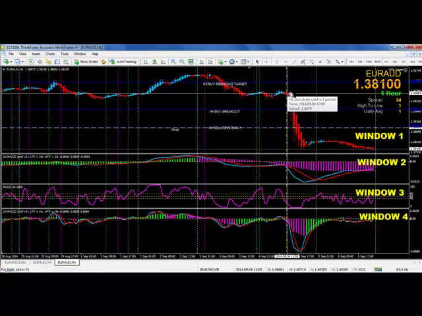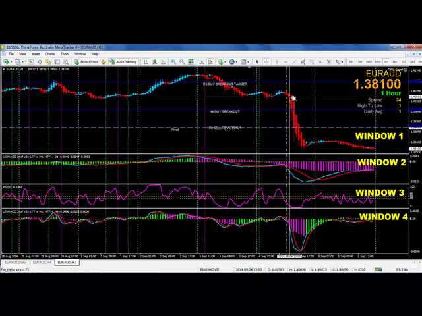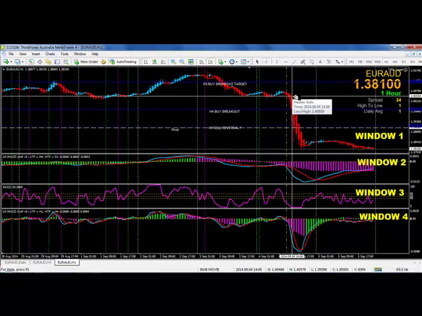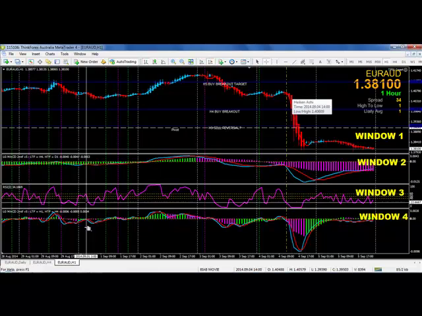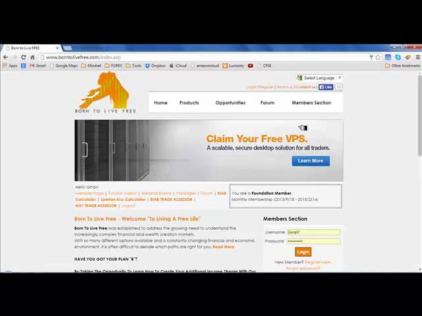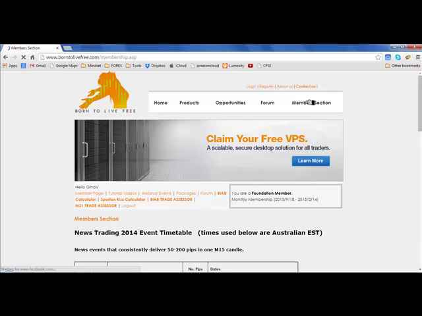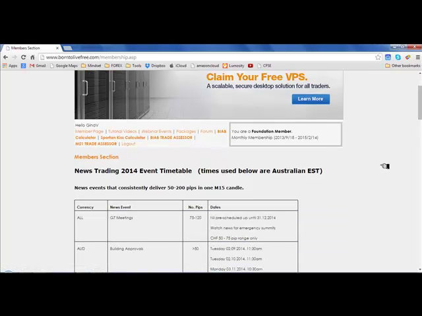Our entry point was at 1200 on the 4th of September, and the price action started to drop at 1400 hours. 1400 corresponds to 9 PM Australian Eastern Standard Time. So what we do now is go to the website, members section, and we review the news trading event timetable to see which one it was.